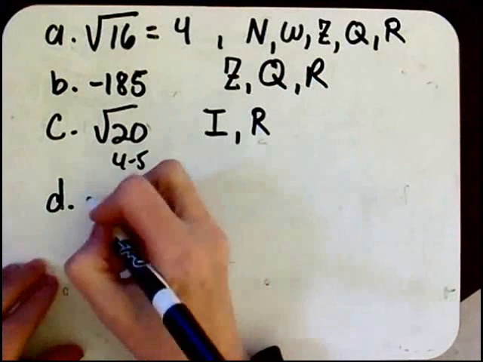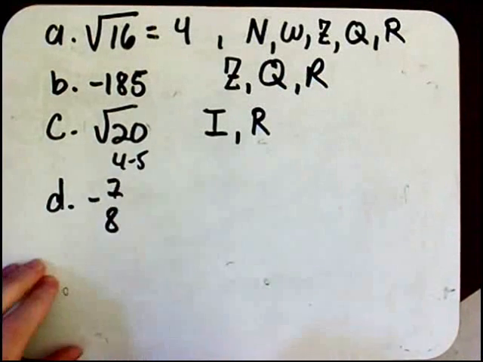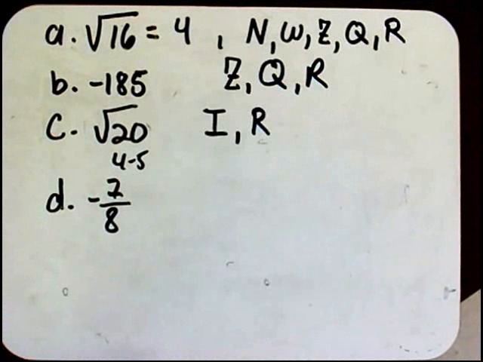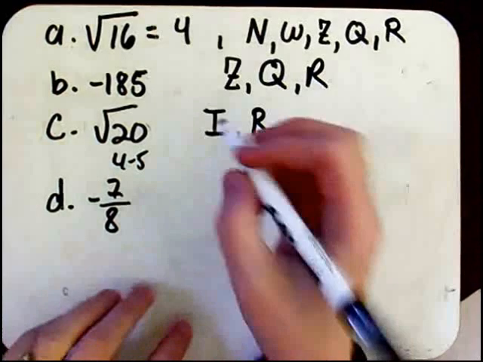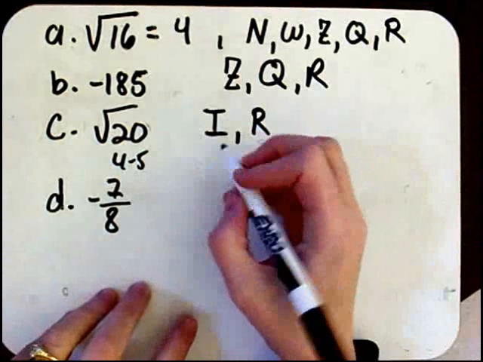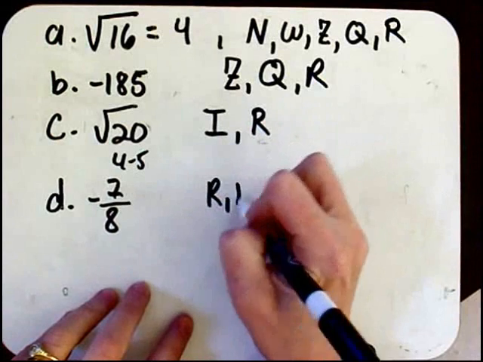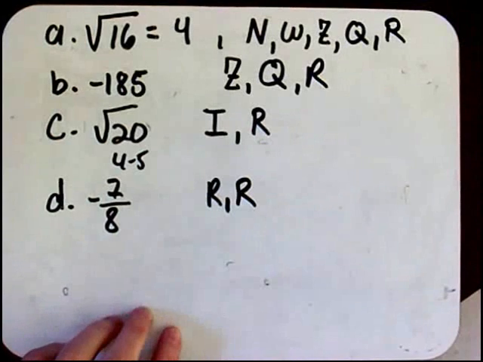Example D, negative 7/8. It's a negative number, so we know it can't be natural, we know it cannot be whole, but it's a fraction, so can it be an integer? No, it cannot. It cannot be written as n over 1. So we go up to the next level, which is rational. So we can say negative 7/8 is rational and it's real.